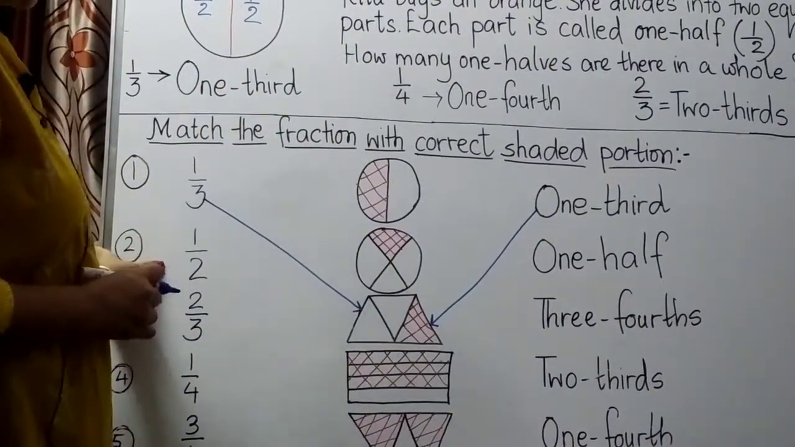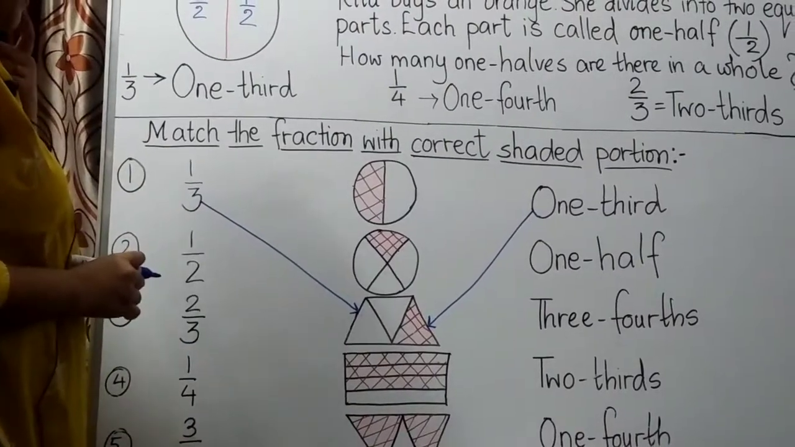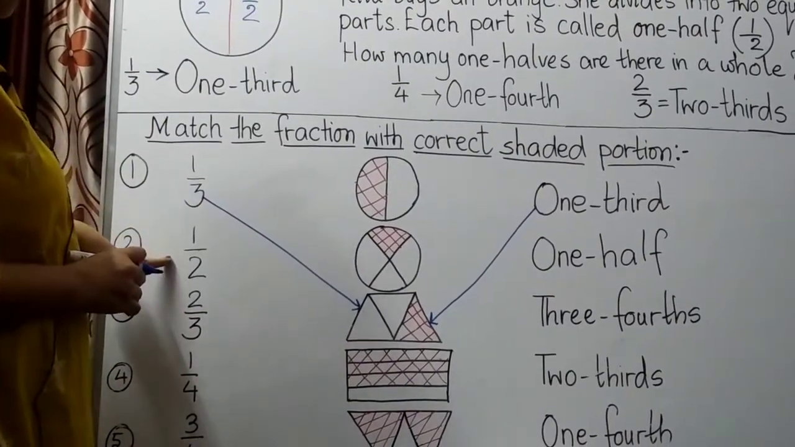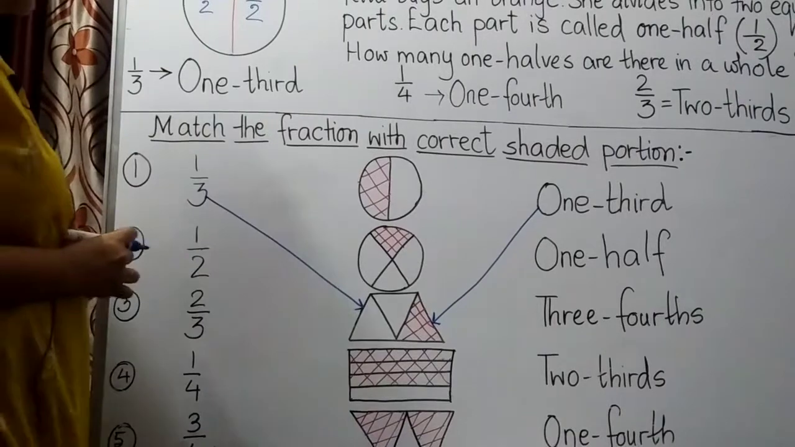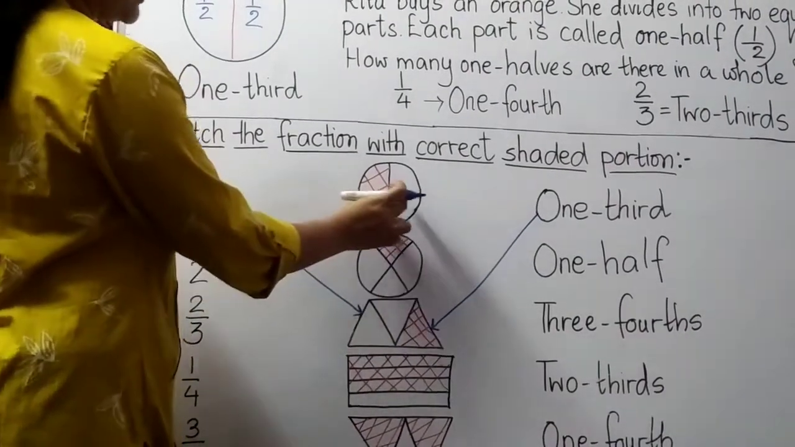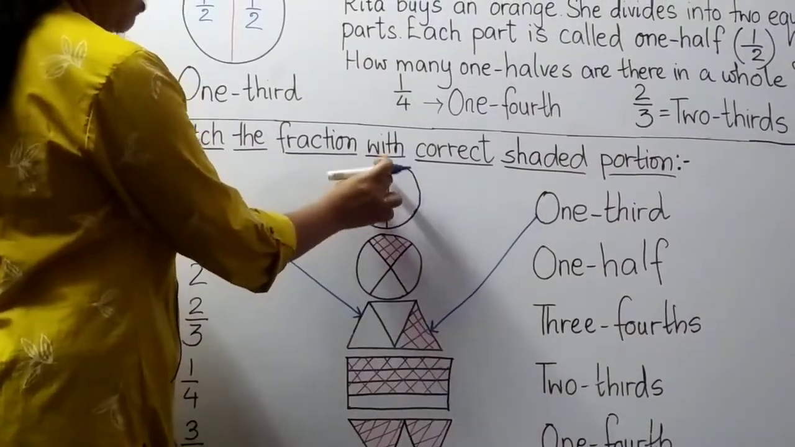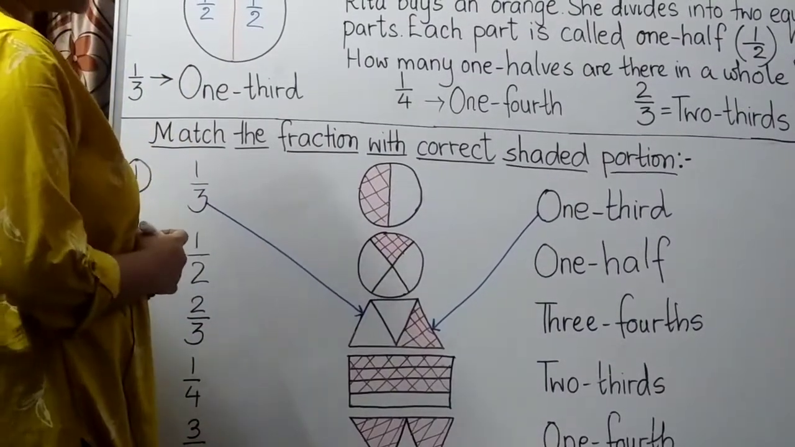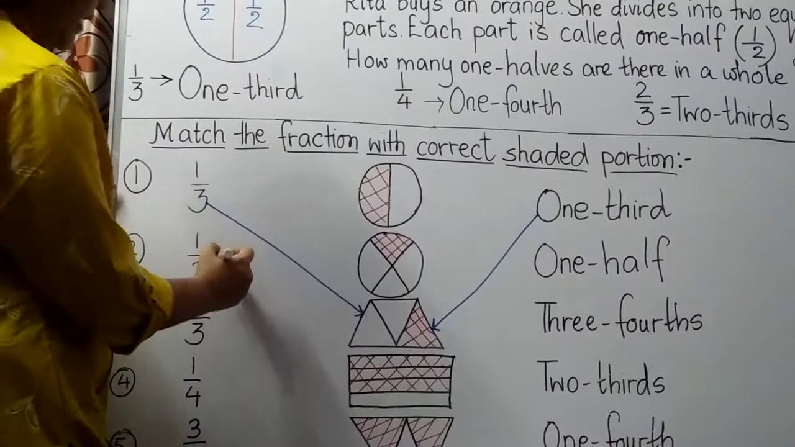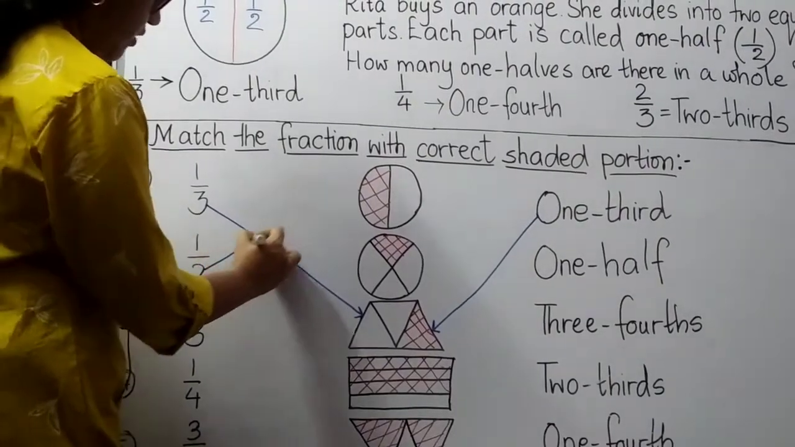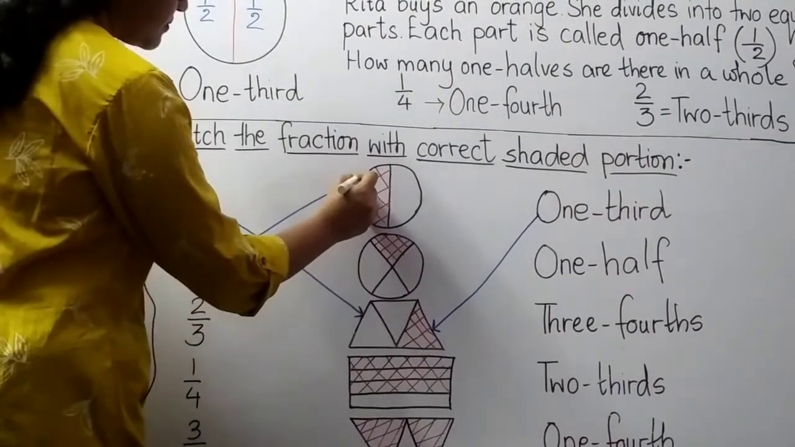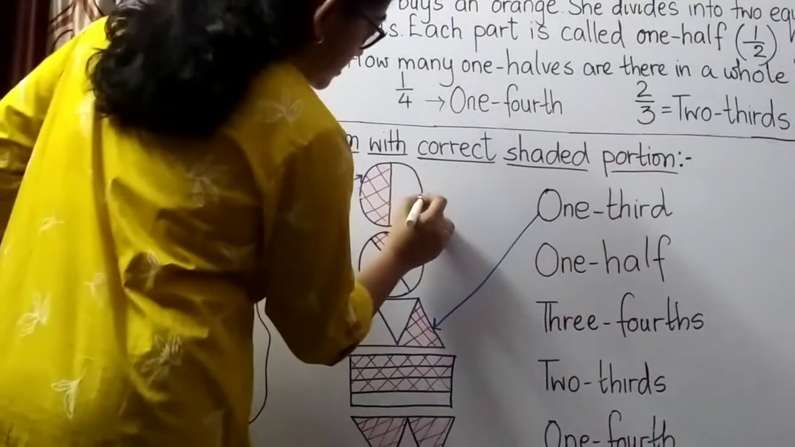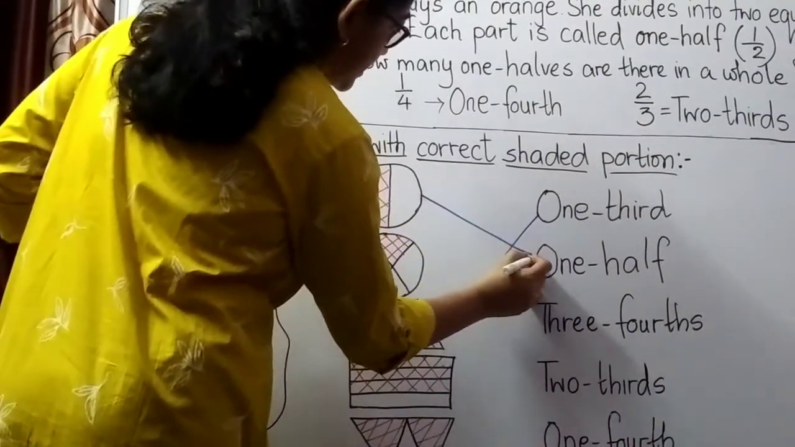Moving on to the second number. 1/2. So, this is the diagram which has 2 parts. One part is shaded among the 2 parts. So, it represents 1/2. So, this will go in this manner. Similarly, the word form connects the diagram.